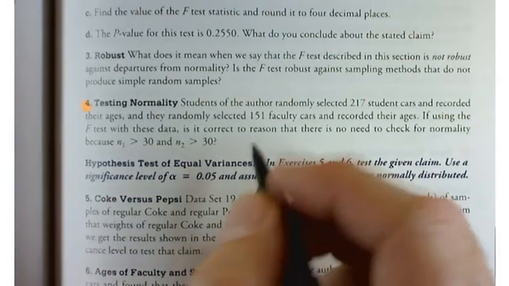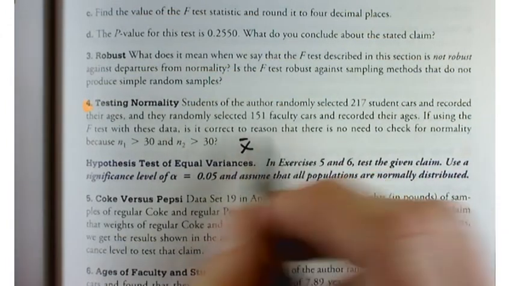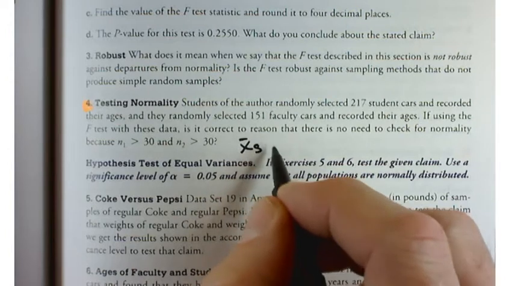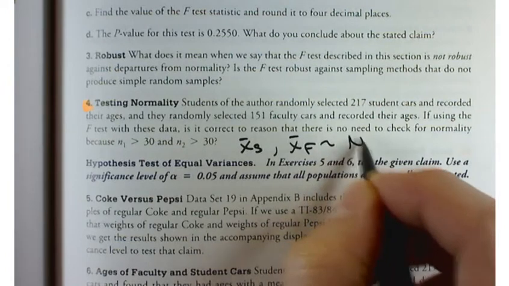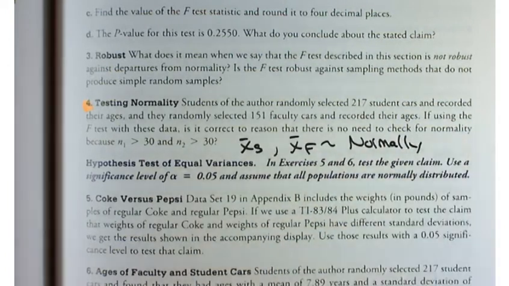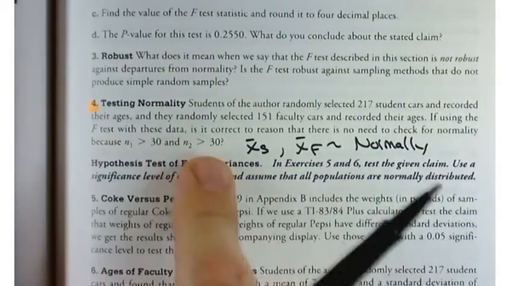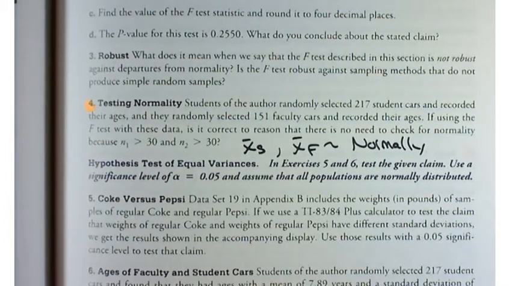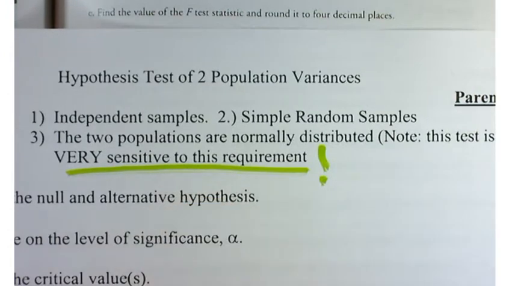Well, certainly in this case, the mean of the ages of student cars and the age of faculty cars would be distributed normally. We're not making any test of a claim of the population mean. We're testing the population variances. So that these are normally distributed when N1 and N2 are greater than 30 doesn't matter. What matters is that the underlying populations, the populations that you're sampling from, have to be normally distributed. So it's not enough just to have a large sample size.